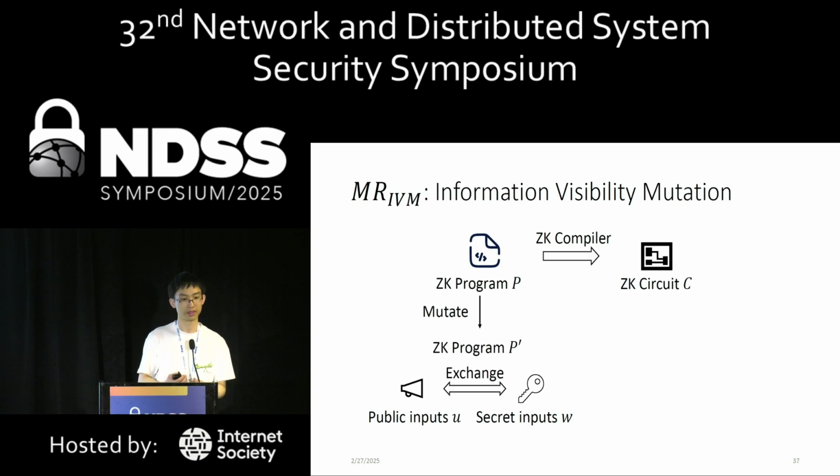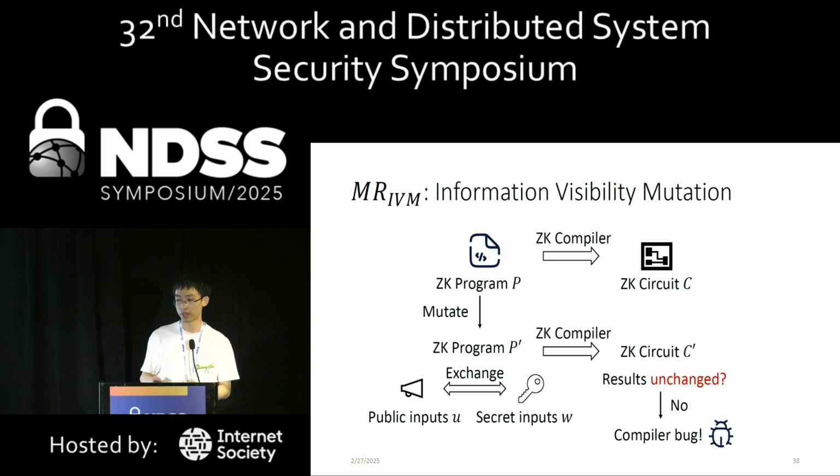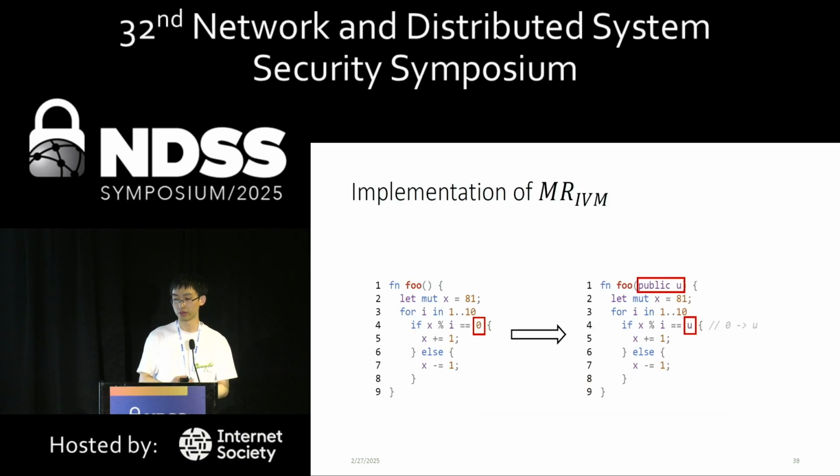We can exchange the visibility of the inputs, and no matter how we exchange the visibility, we know that the output of the program should not be affected. If we see that the outputs of the circuits from the corresponding mutated program have changed, then we know that the compiler mishandles the semantics of the program, and there's a compiler bug. To implement this, we can substitute constants in the program, which are public information, with public inputs, or we can substitute them with private inputs.